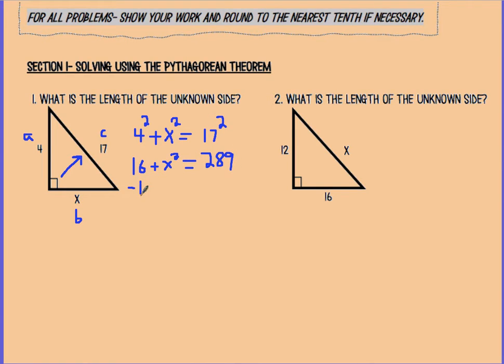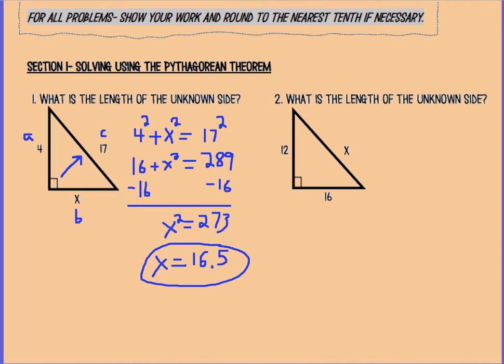And then we'll make sure to subtract that 16 because we want to isolate the variable. We want to get that x squared by itself. So we get x squared equals 273. And then we'll square root our answer. The directions at the top say to round to the nearest tenth if necessary, and also to show your work. So if you're showing work, you should show something like this, and this rounds to 16.5. So we'll make sure to circle our final answer there.